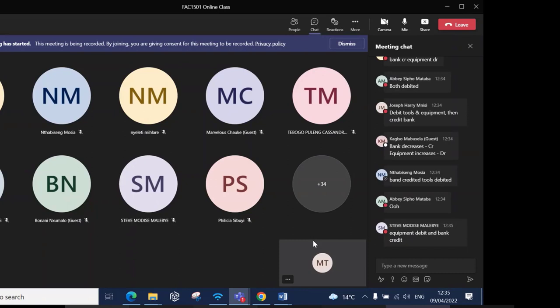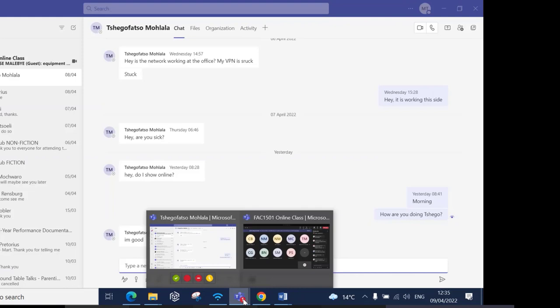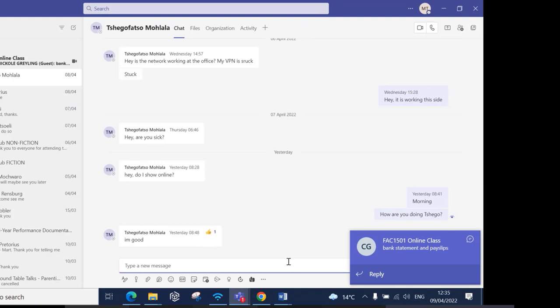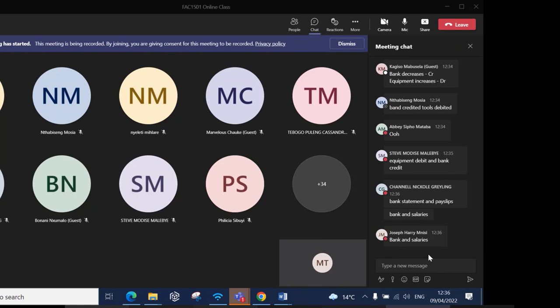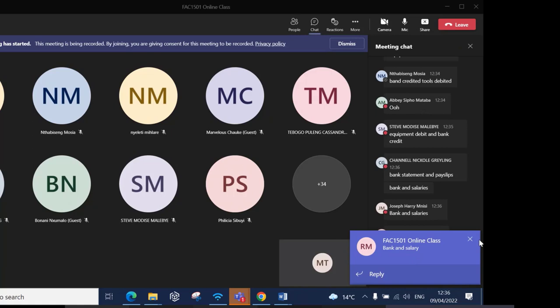Transaction number four, I made a mistake there, we are applying the double entry rule. I'm sorry, Chanel, on that. We are applying the double entry principle. The source document we did mention, that is bank statement, payslip. I just want to know, what are the two accounts involved there?